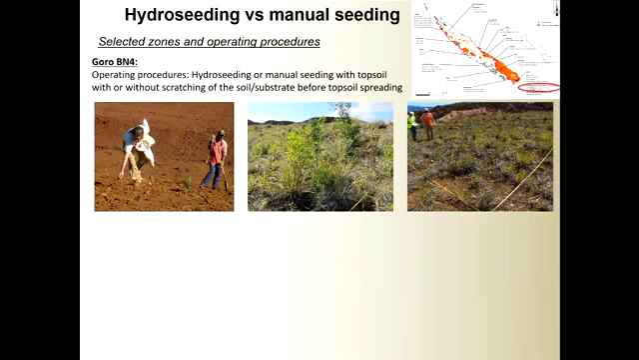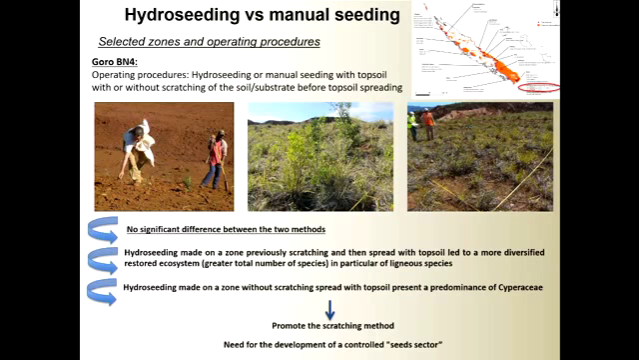We also compared 2 methods, hydroseeding and manual seeding, with topsoil, with or without a scratching of the soil before the topsoil spreading. It showed that there was no significant difference between the two methods. However, scratching appears to be of interest to enhance the restoration success with more ligneous species diversity, both with Cyperaceae. Whatever the method used, it appears that results are still low in success and can certainly be enhanced if a regulated seed sector is implemented.